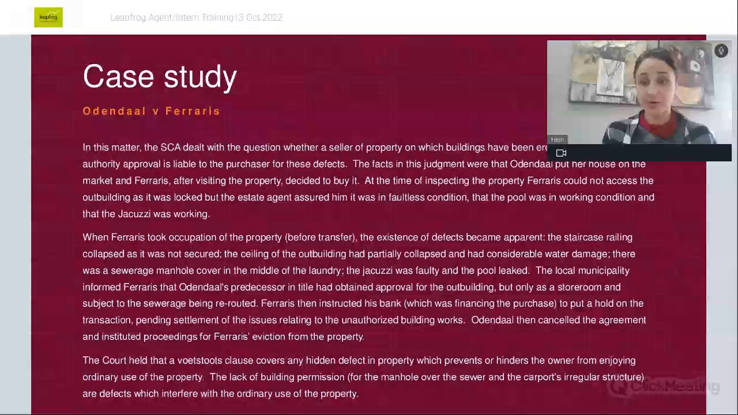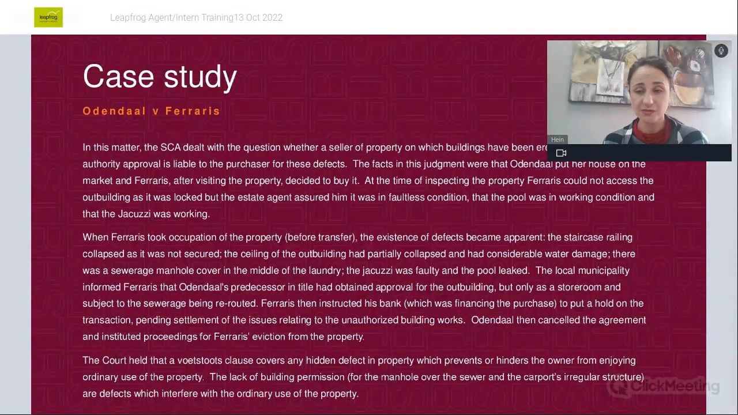So now you have a buyer with occupation, right? We're waiting for transfer. So the transaction was obviously cancelled by the attorneys. The buyer phoned her bank and her bank stopped the transaction because obviously you've got a building built over a sewage line without building plans. So it's a huge thing. So the bank didn't want to fund the transaction. And it was a whole fight.